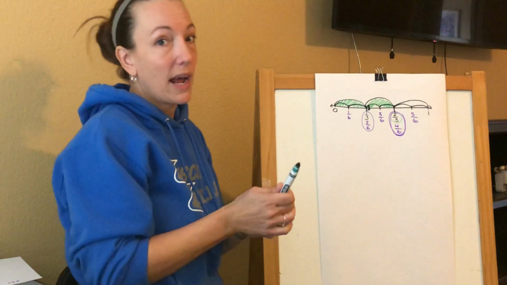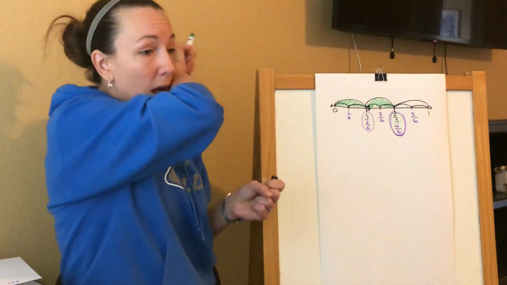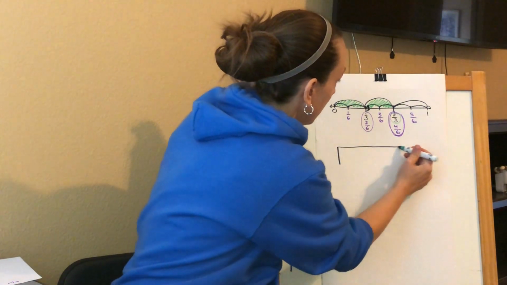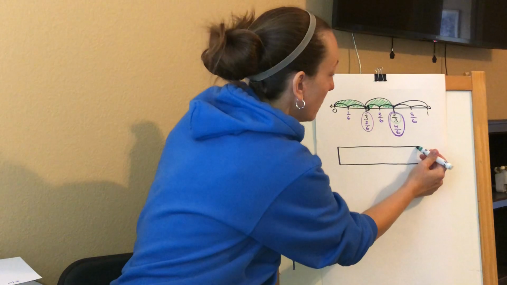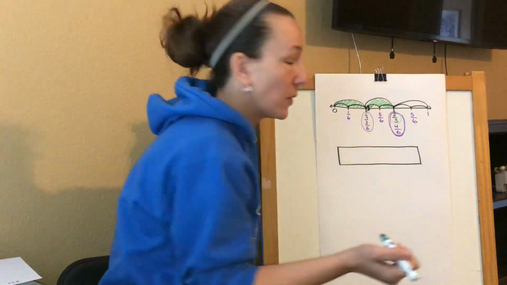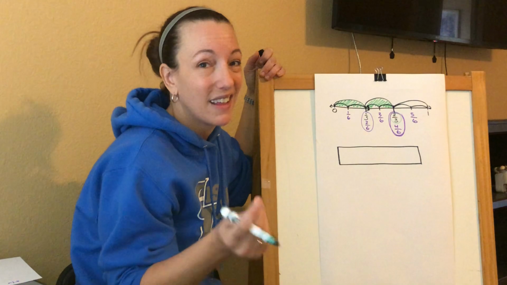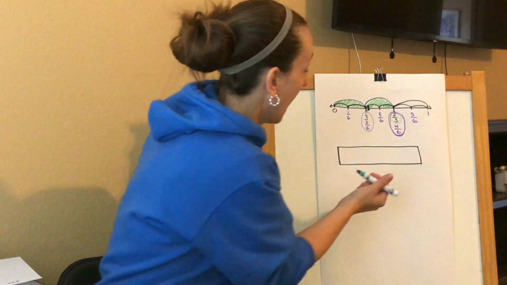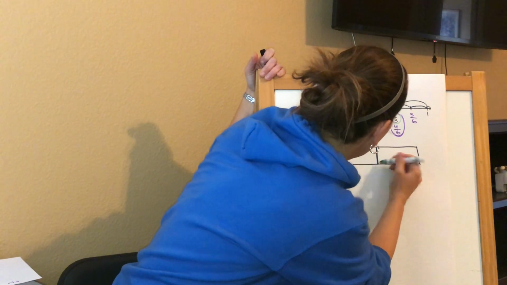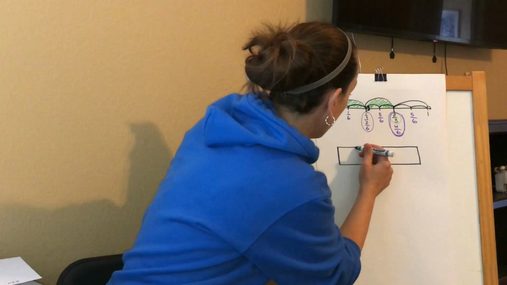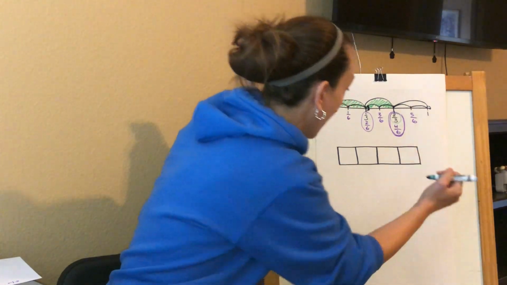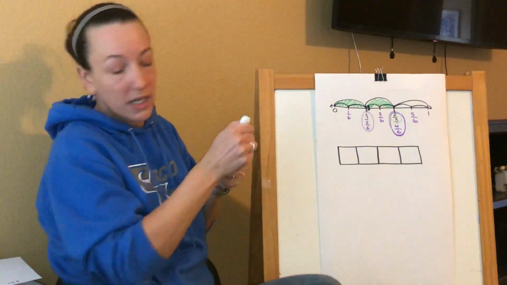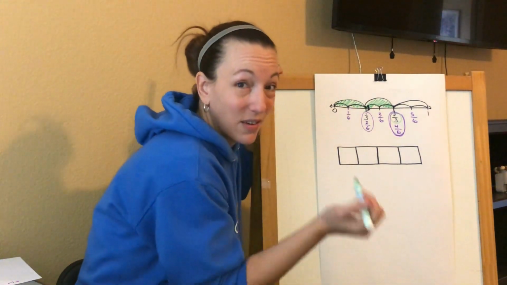Okay, so now we're going to try it with a strip diagram. So here I've got a strip diagram that I'm starting, and I'm going to make fourths. Okay, that's really easy because the denominator is an even number, so I can just start cutting things in half. So I cut this whole rectangle in half, and then I cut each of these pieces in half, and there I have fourths.